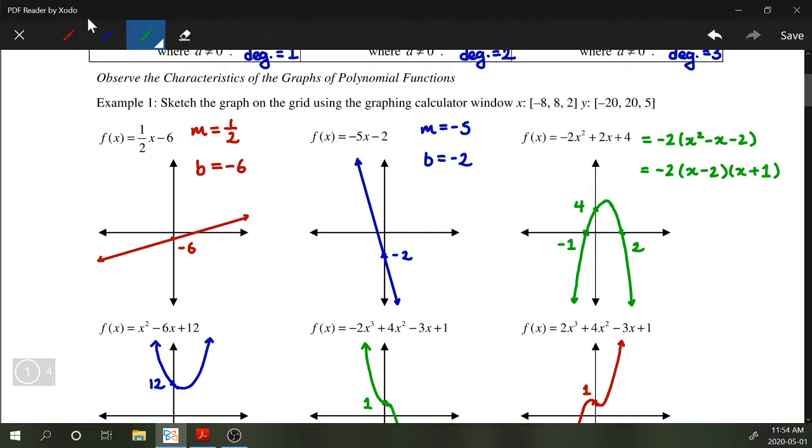Based on what you have learned before in either pre-calculus or in Foundations 11, you would know that the x-intercepts are 2 and negative 1. Because the constant is 4, we can see that the y-intercept is 4. And the fact that this is a negative leading coefficient means the graph is pointing downward. The graph that we have here is consistent with all those properties that we just described.